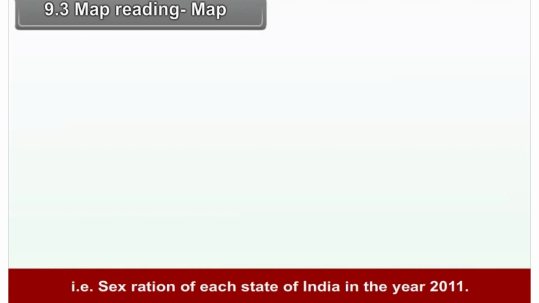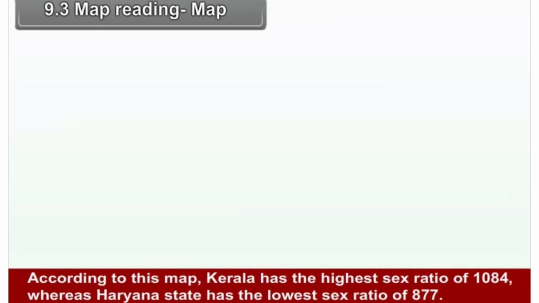Map in figure 9.2b. It is a map of India that has a very specific theme, that is, sex ratio of each state of India in the year 2011. Different shades are used for different ranges of ratio of females per 1,000 males. Besides shades of color, actual sex ratio of each state is also given. According to this map, Kerala has the highest sex ratio of 1084, whereas Haryana state has the lowest sex ratio of 877.